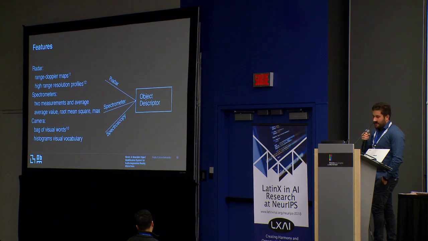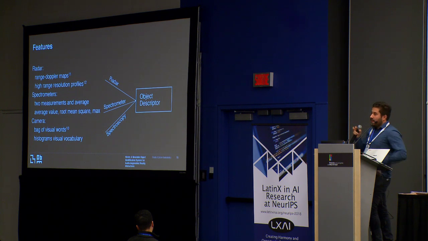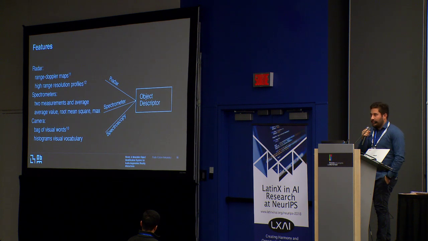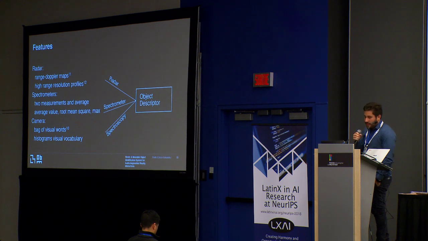So I extracted some features from each one of these sensors, normalized them, and concatenated them all together to make this very rich object descriptor. In the case of radar, I used range Doppler maps and high range resolution profiles. In the case of spectrometers, I didn't go through something too complex, so I just took essentially two measurements, averaged them out, took the RMS, the max and the min of these measurements, and used that as a reading.